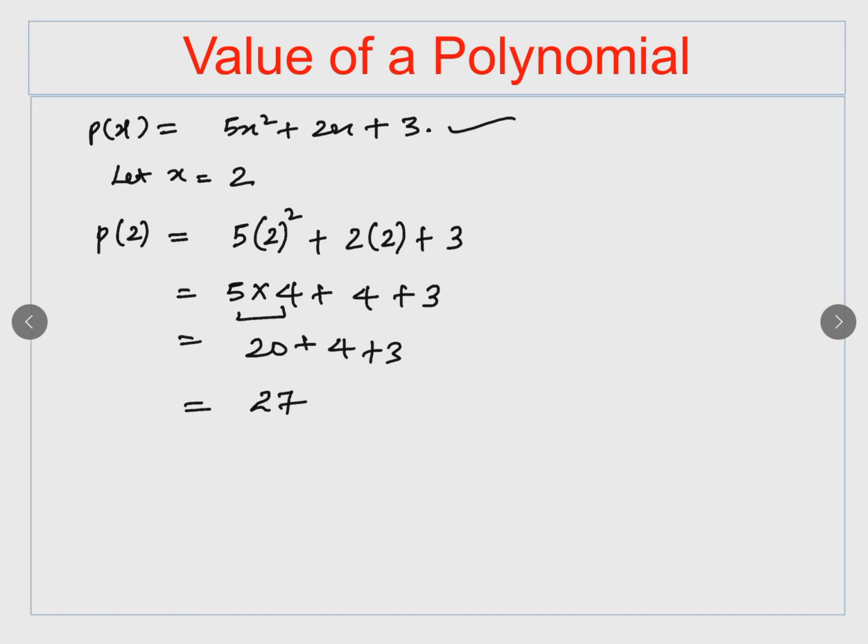Whenever you have a polynomial and you are given a value of the variable, in this case x equals 2, we will replace all the x's, that is the variable, by the value given, which is 2 here. After putting the value of x, you will find a solution, and that will be the value of that polynomial at this given value. So you can say the value of p(x) at x equals 2 is 27. That's how you can calculate the value of a polynomial.